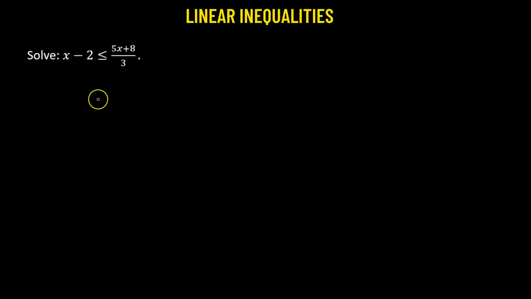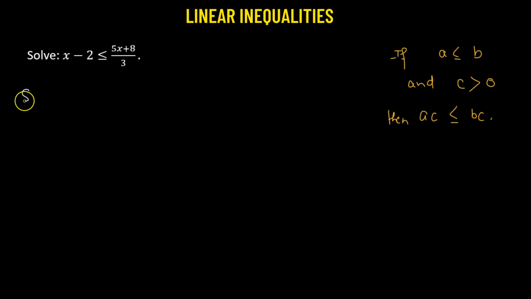Let us solve the following linear inequality. We'll begin by using the fact that if A is less than or equal to B and we have another number C which is positive, then in that case if we multiply A with C and B with C, the sign of our inequality is not going to change. That means AC is going to be less than or equal to BC.